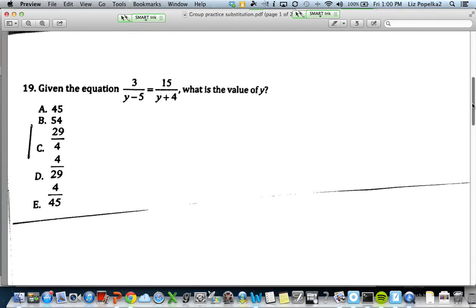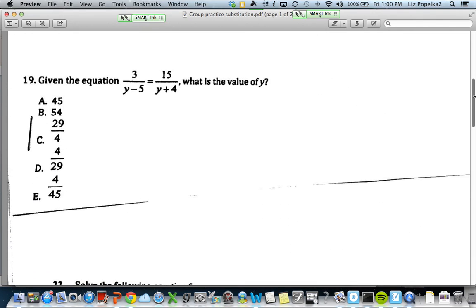Scrolling down a little bit. Now number 19 is a doozy. It really is. But you can use some substitution and figure out the right answer. So it's saying, what is the value of y if all of this stuff is true? If 3 over y minus 5 is equal to 15 over y plus 4.